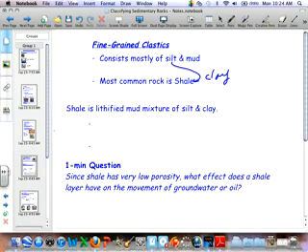And remember, because it's so fine, when they lay on top of each other, you're not going to get a lot of pore spaces, right? We saw that on Friday. You put the shale underneath the water, you put the sandstone underneath the water. What happened with the shale? What would the water do? It just ran off, right? You couldn't even absorb into the rock. That's because there's no pore spaces to absorb into.